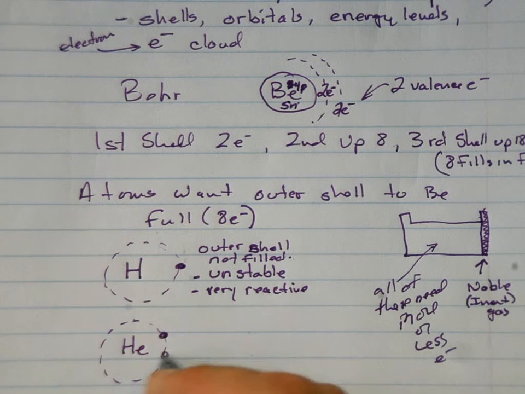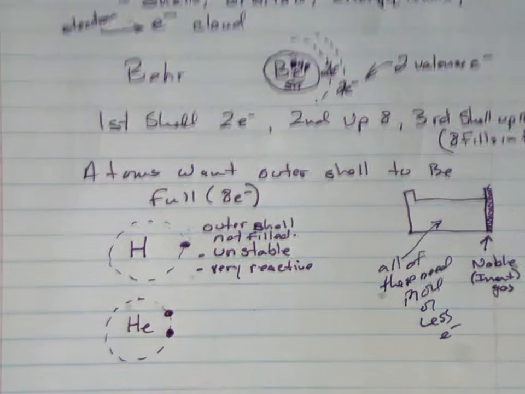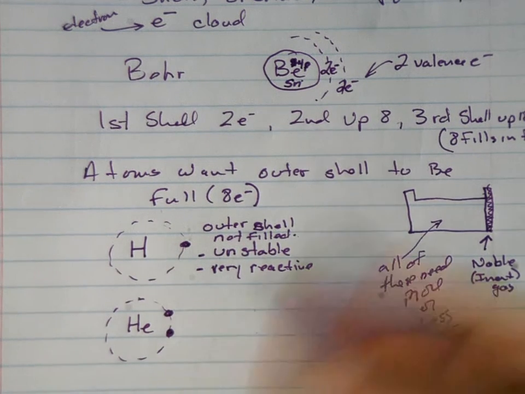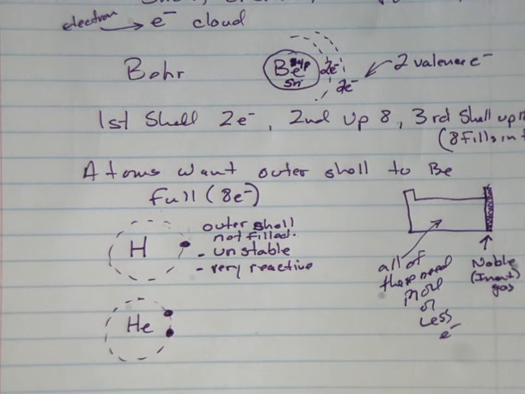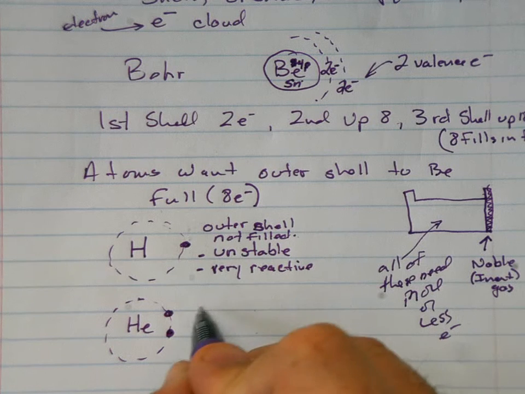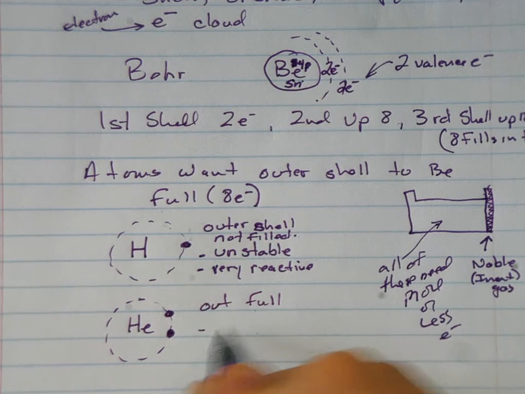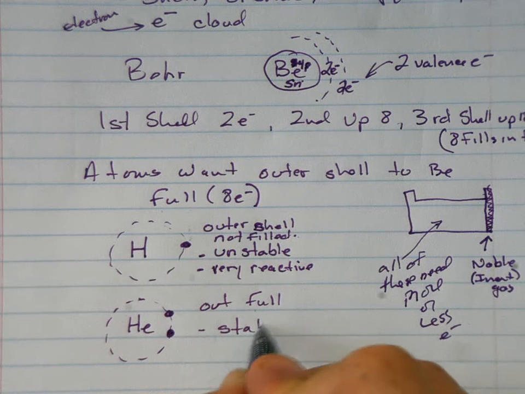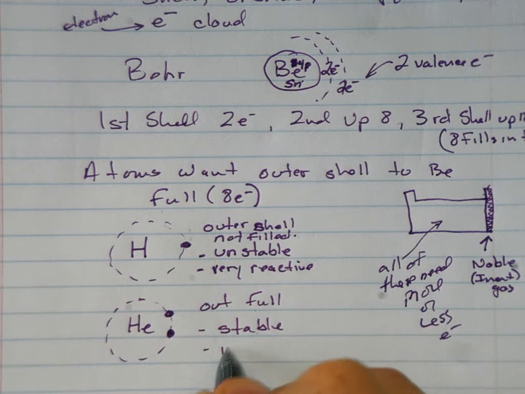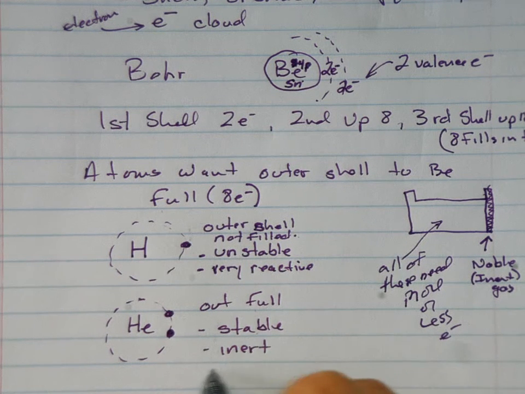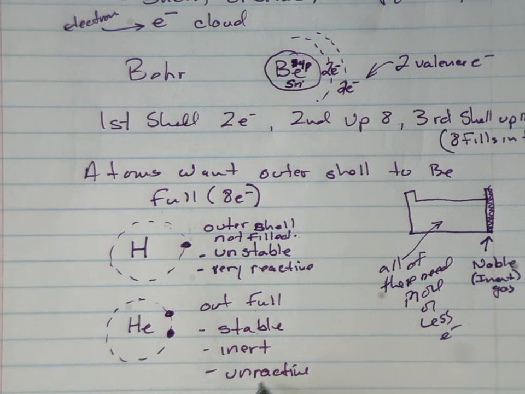Helium has 2 electrons. Its outer shell is totally filled. So, outer shell full. Okay, we call that stable. We could call that inert. We can call that unreactive. I think I misspelled unreactive, sorry about that.